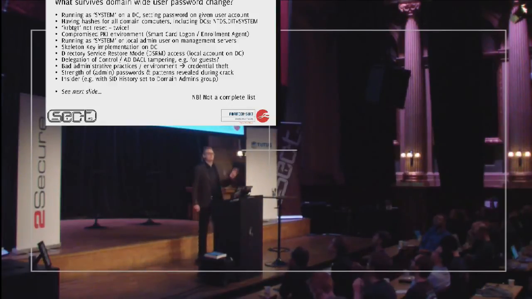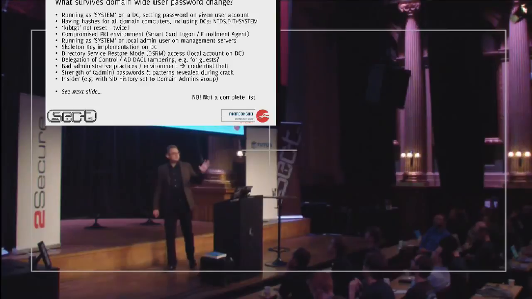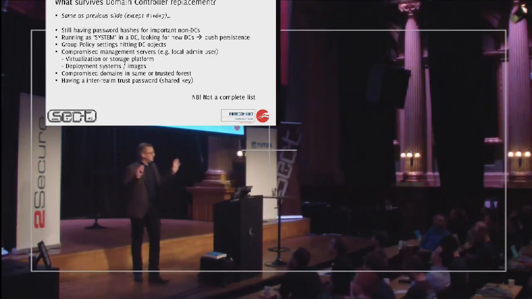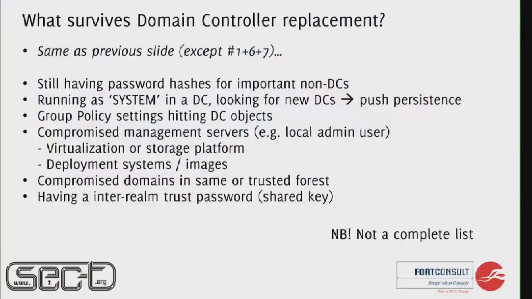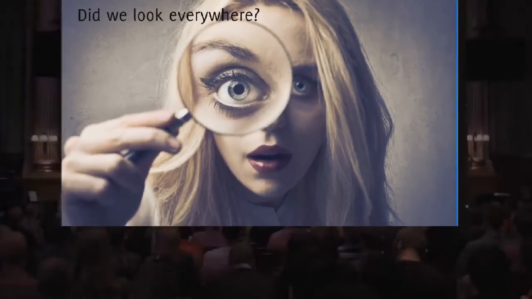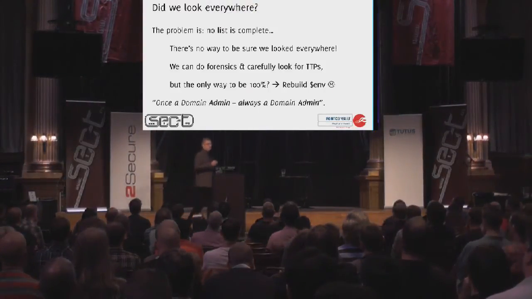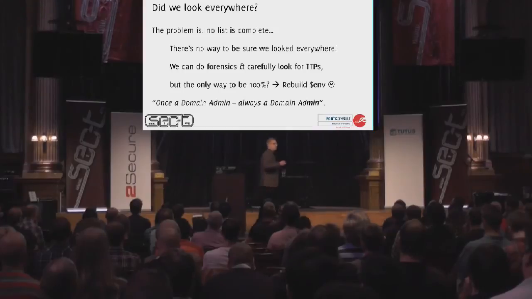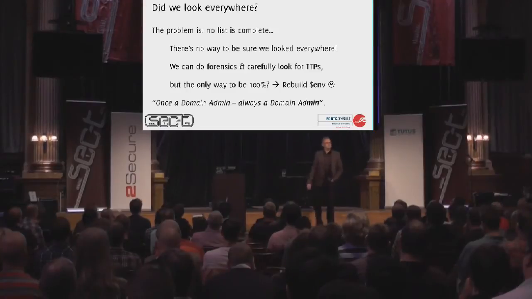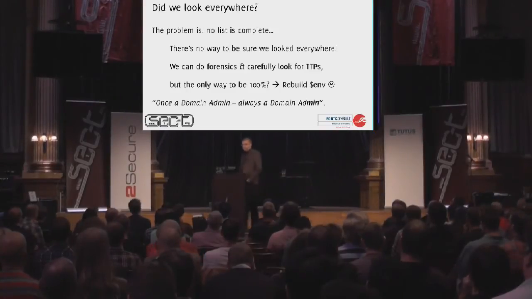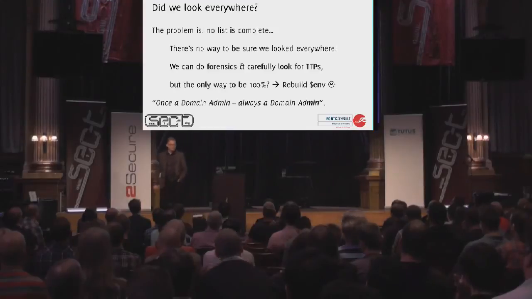And it's not a complete list, just to make sure you won't blame me at some point later if you are owned. What survives a domain controller replacement? Well, same as on the slide before, and also these things. Not a complete list. And the question is, did we look everywhere? No list is complete. And I'm afraid to say this, and this is my honest opinion: if you want to be 100% sure, as somebody in the audience also concluded, you have to rebuild the environment from scratch.